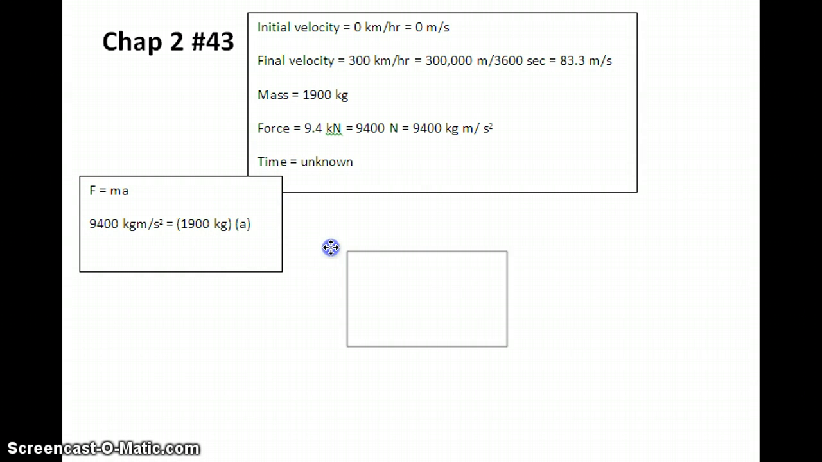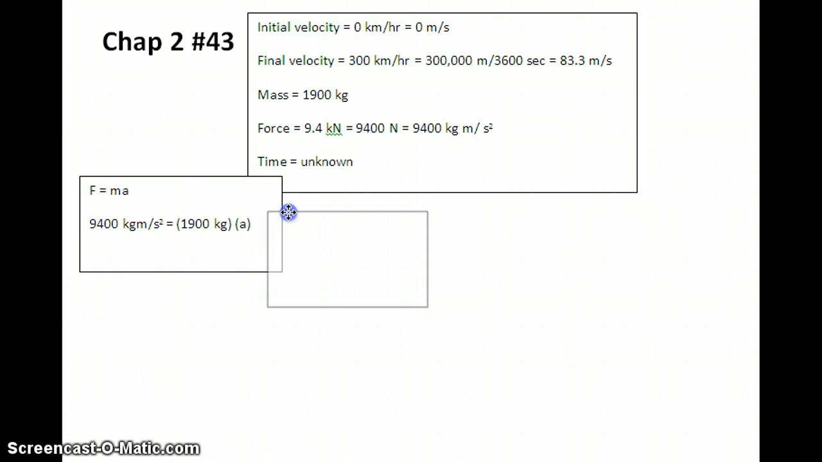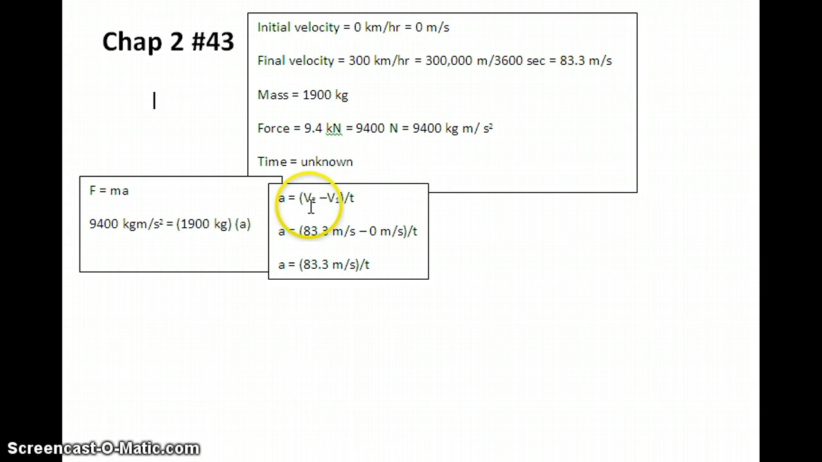But I know that my equation for acceleration is shown here. Acceleration is final velocity minus initial velocity divided by time. I'm given the final velocity, it's 83.3 meters per second. The initial velocity is 0 meters per second, and divided by time. So again, that's V2 minus V1 divided by t, and t is the part of the acceleration we're hunting for.